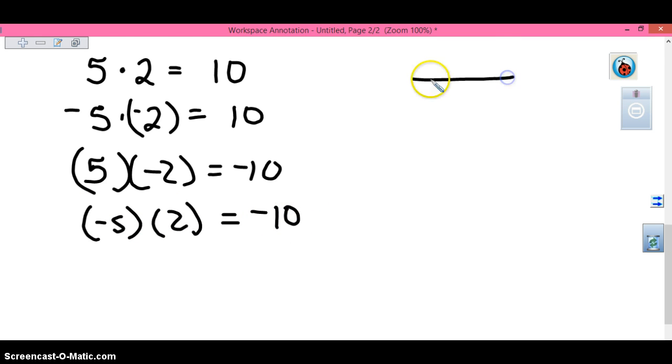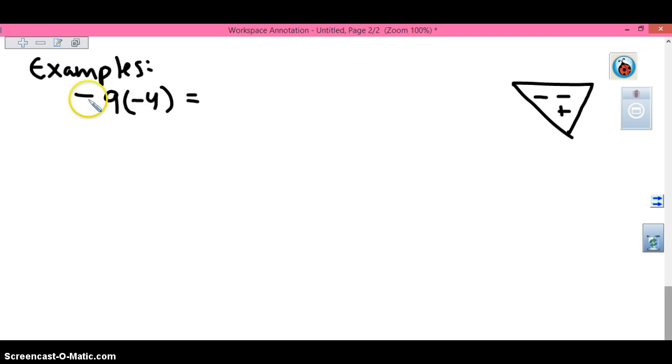And we can use Mr. Dorito to remind us of this rule. A negative times a negative equals a positive. A negative times a positive equals a negative. Let's try a few examples.